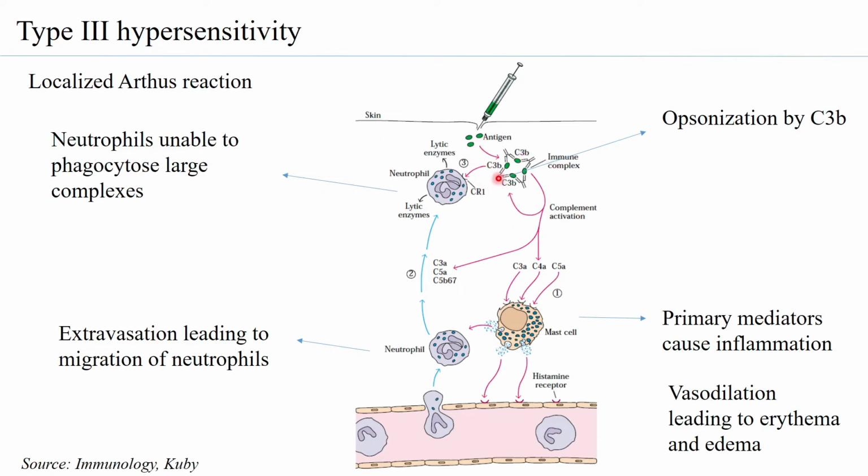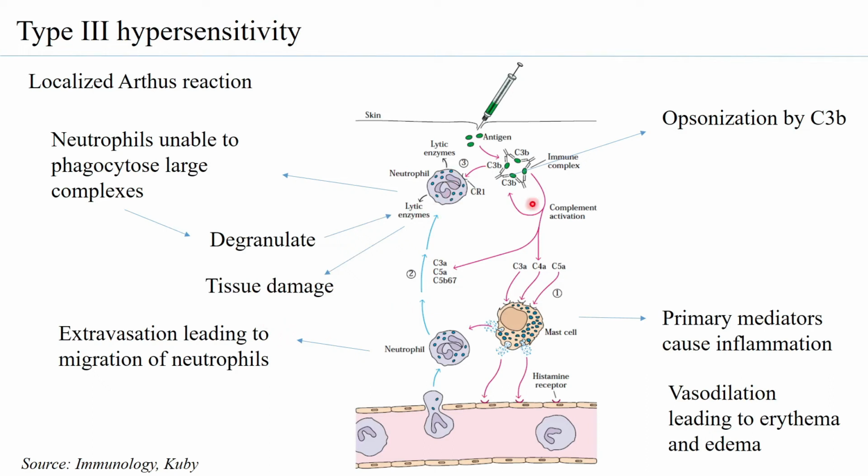And so, because of the presence of the C3b, the C3b can bind to the complement receptor present on the surface of the neutrophil, and that will trigger the neutrophil to release lytic enzymes. So degranulation of the neutrophil leads to lytic enzymes being formed, and these lytic enzymes can in turn damage surrounding tissues.